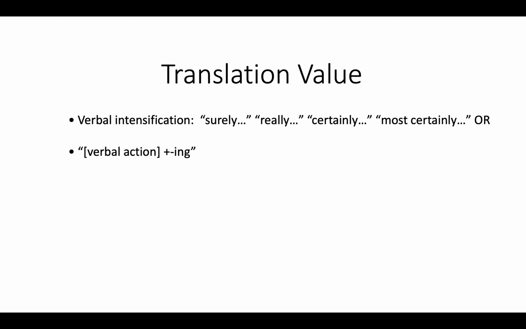Here are some ideas on this next slide. Surely, really, certainly, most certainly, any of those would work. Also, infinitives absolute, if they're not fulfilling an intensification function, can also be translated by just adding -ing. Just like participles, if you don't know what to do, try adding -ing, and you'll hopefully get a little bit closer to a meaningful translation in English.